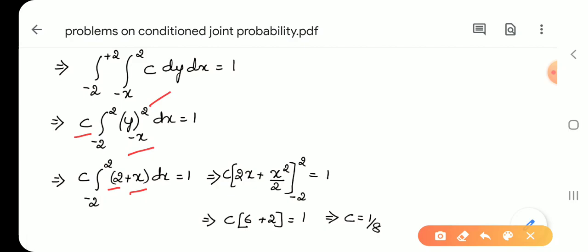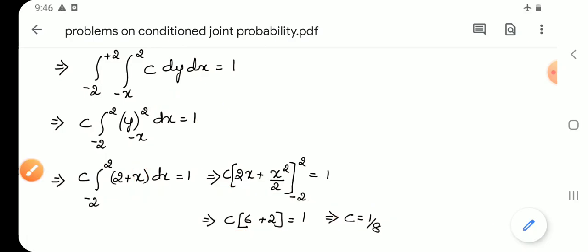Now let us integrate it with respect to x. The right hand side 1 we will keep as it is. C, the integration of 2 becomes 2x, and the integral of x becomes x square by 2. Apply the limits 2 and minus 2. When you apply the limits, you get c into 6 plus 2 is equal to 1. Therefore, the value of c is 8.